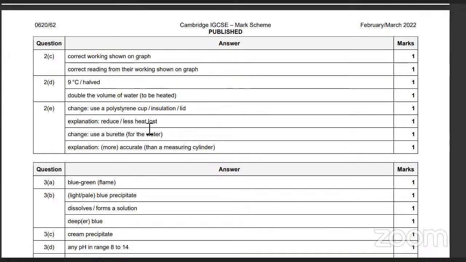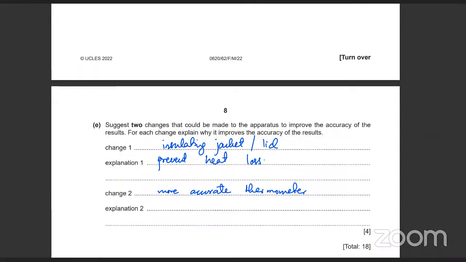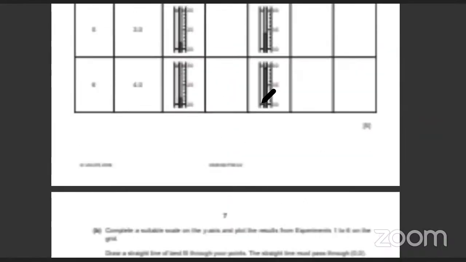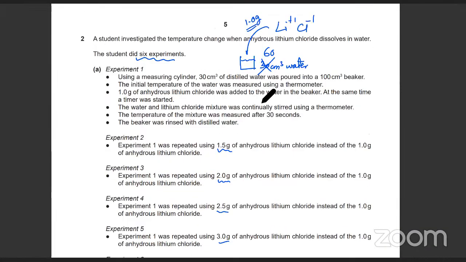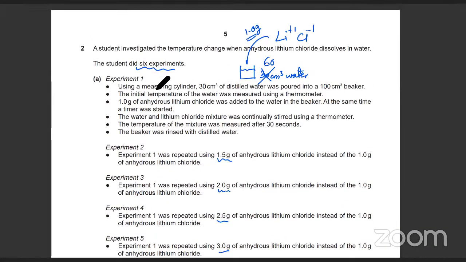Insulation, lid, reduce heat loss. That's one. Also some water की measurement को accurate कर दिया, not the thermometer. ठीक है? I'm pretty sure the thermometer would be right as well. But in this case, he's saying कि भाई ये जो पानी measure किया था ना, water 30 cm3. What did he use? Measuring cylinder, right? ठीक है, I didn't see the measuring cylinder.